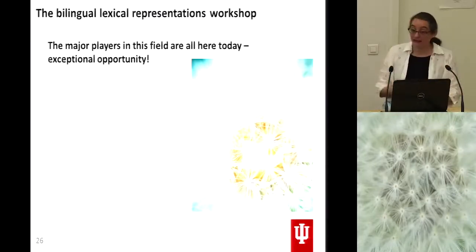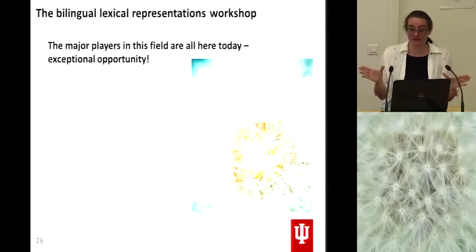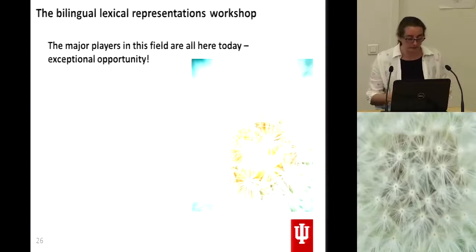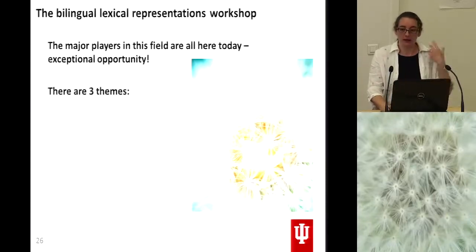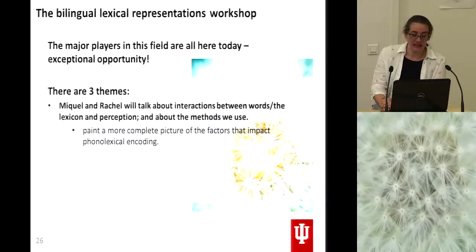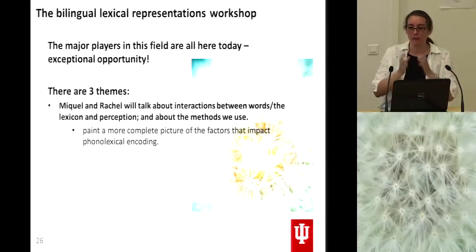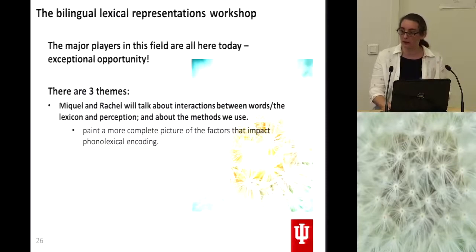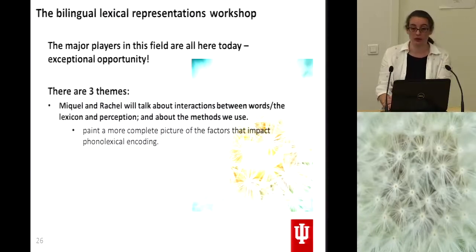So the major players in this field, and I don't know if you noticed, but I would say 95% of the literature on this topic is today present in this room. Of course, not, there are more than us, but I think we're representing a large proportion of that research collectively with our research groups. So I structured the talks around 3 themes. Miguel Jompart and Rachel Hazard will talk about interactions between words and the lexicon and perception, and about the methods we use. And I think the methodological aspects of all the research that we do is crucial. We really need to evaluate very critically the methods that we use in order to move forward on a very solid basis. So I think it's going to be very important to really think about the methods. And so from these 2 talks, we will get a more complete picture of the factors that impact phonolexical encoding.